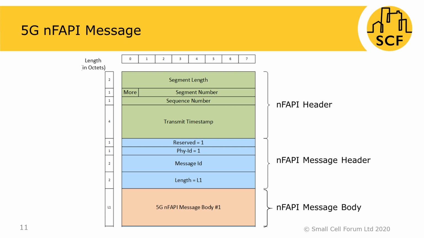In this particular case, a single nFAPI message is illustrated, and the message has its own header. That header has a field called reserved, which is meant for compatibility with FAPI. It has a PHY ID, indicating the physical instance, the PHY instance that originates or terminates the message, and it may be 0 if the message is not intended for a PHY instance. It could be for the PNF. Finally, a message ID and a length. After this starts the 5G nFAPI message body.